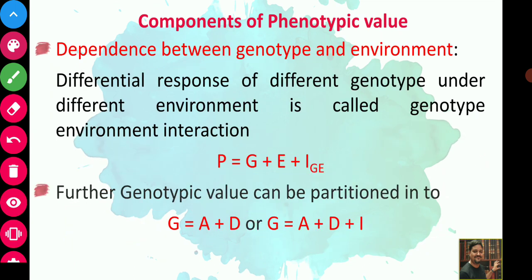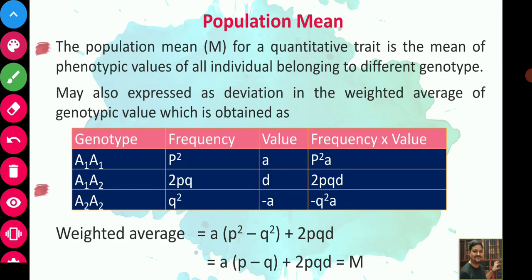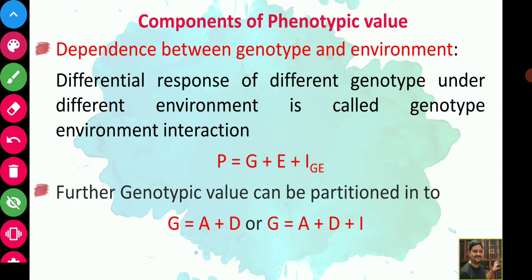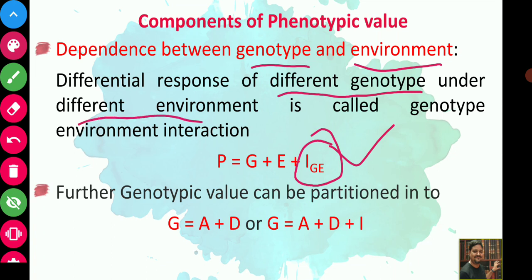Now, another term which is associated with genotype and environment is the interaction between genotype and environment. That is denoted by IgE, which is also known as genotype environment interaction. We will study this under the heading dependence of genotype on environment. So the differential response of different genotypes under different environments is called genotype environment interaction.